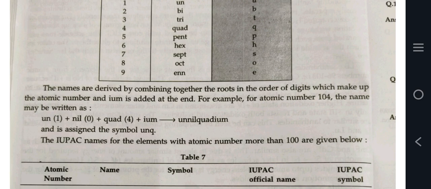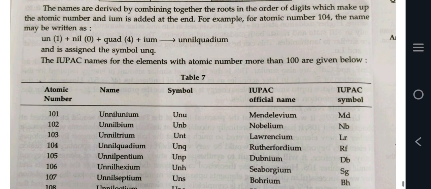For example, for atomic number 104, the name may be written as unnilquadium, and is assigned the symbol Unq. The IUPAC names of some elements more than 100 are given below.